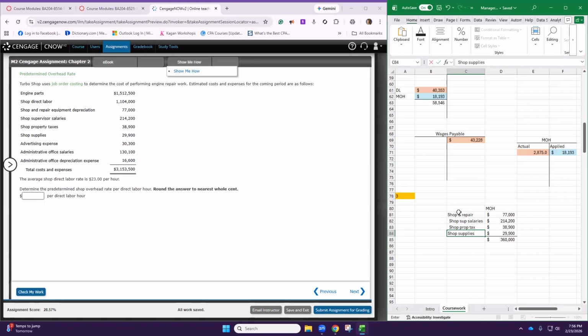So this is our manufacturing overhead, because advertising goes in selling expenses and admin goes in admin. All right, so now here is our total that we want to spread out over a certain number of direct labor hours. So now let's take direct labor.